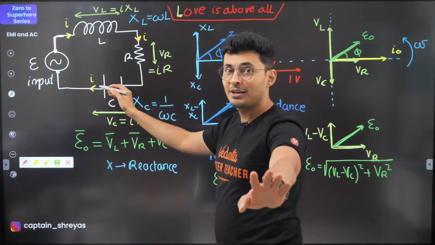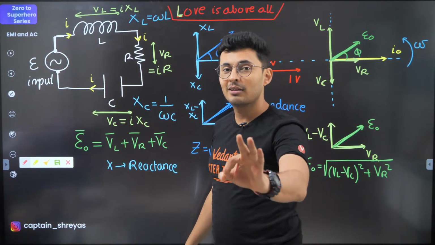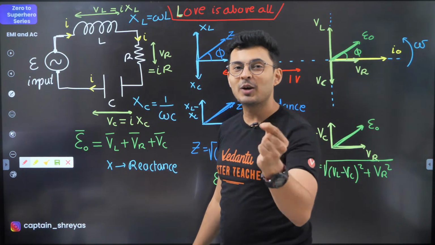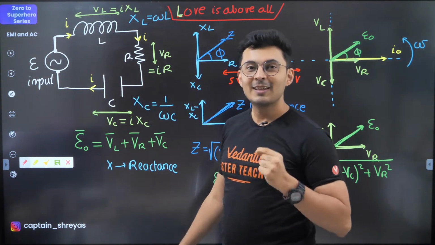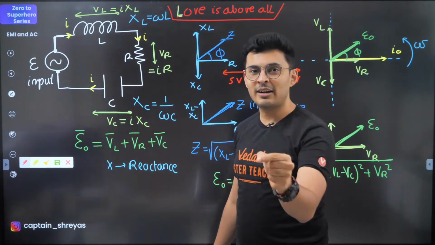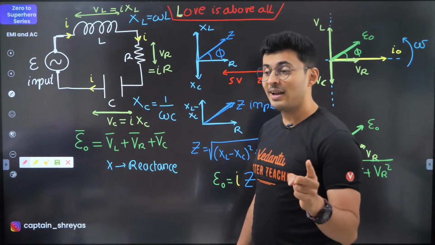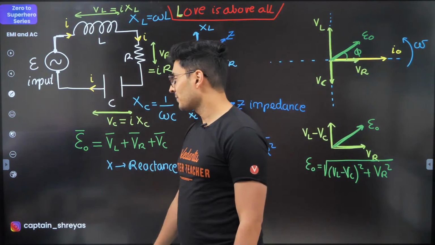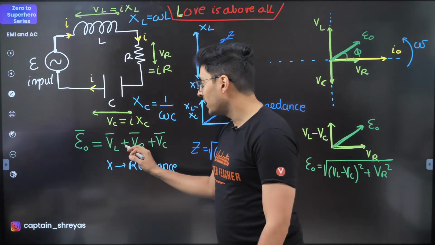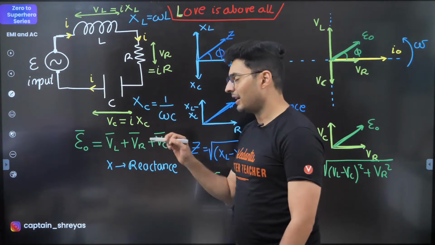But for AC, never even think about it. Never add voltages. The reason is, they might not be in the same phase. They might not be in the same state, and if they are not in the same state, it's not fair to add them. So to be fair, you have to do vector addition. The total voltage is the vector sum of the voltages of inductor, resistor and capacitor.